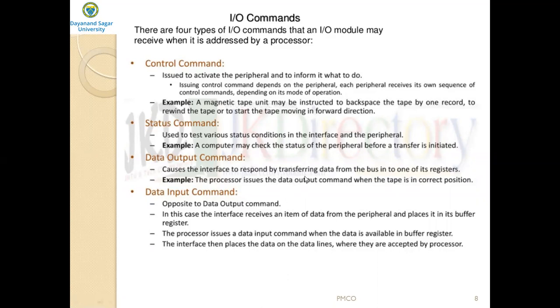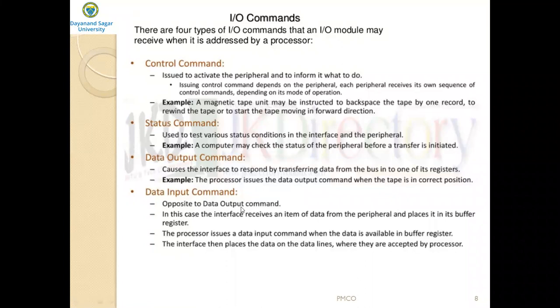That means we are writing the data into the output device. So that is the meaning. So tape here is nothing but an output device. So whenever you want to write data to the output device, this data output command is issued, or write command is issued.